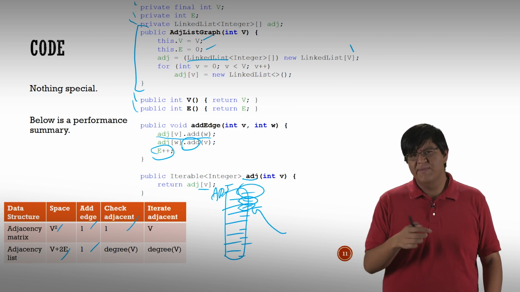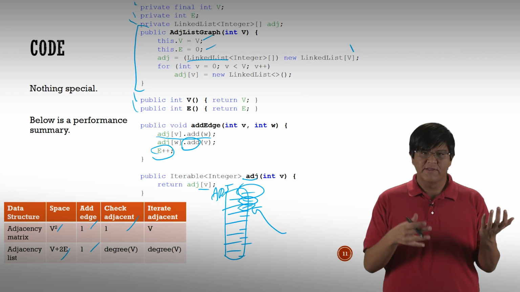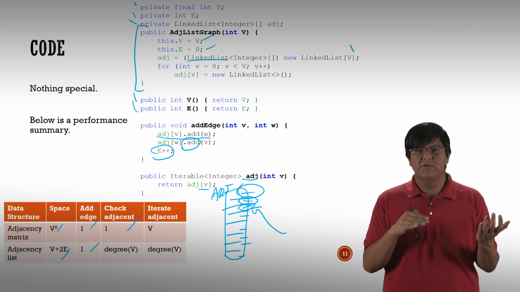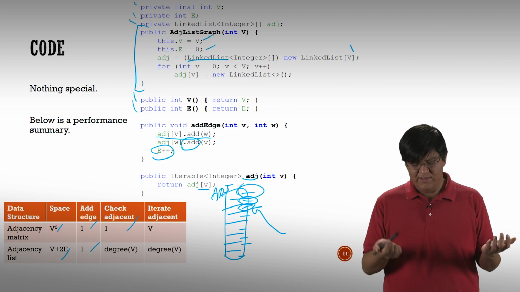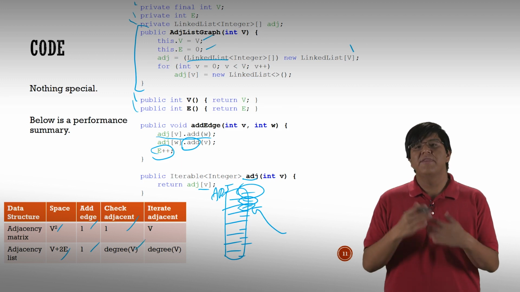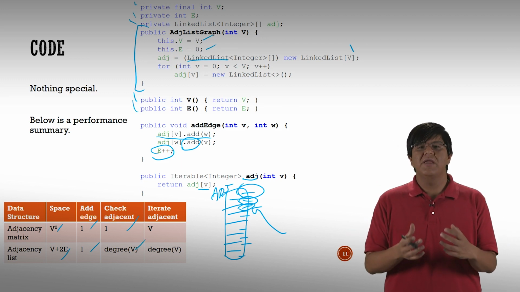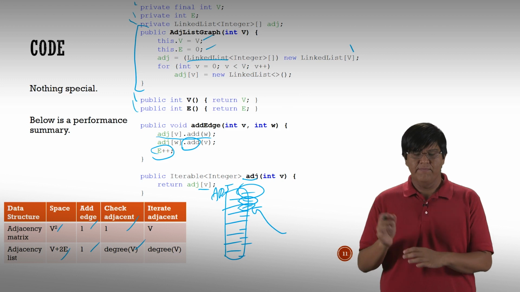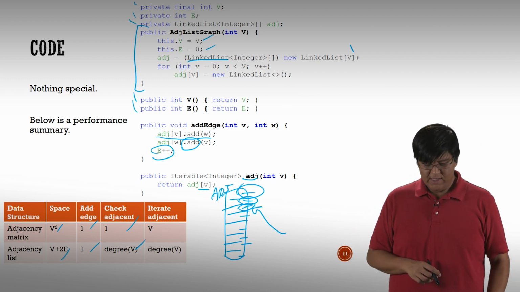But for the list, it'll be a little bit harder. If I want to know if two things are connected, I have to go to one of them, look at the adjacency list, then loop over and go one by one and check whether the thing I want is actually there or not. So it's a little bit more expensive. It ends up being the degree of V. I have to check all your neighbors if I want to know if you're connected to a specific one.